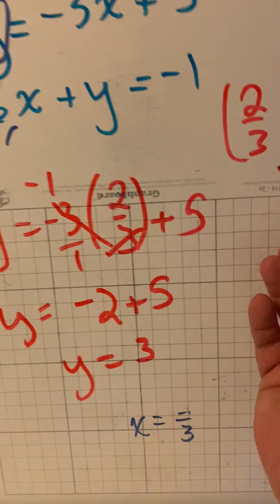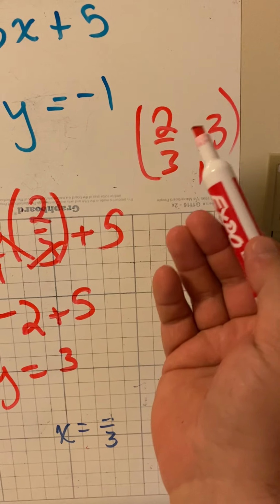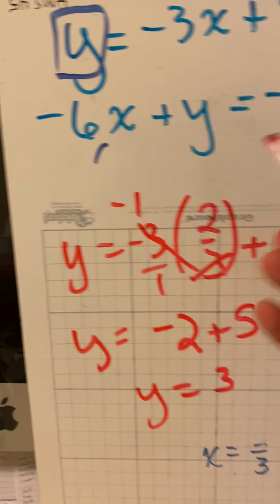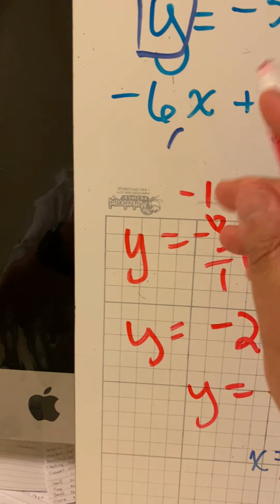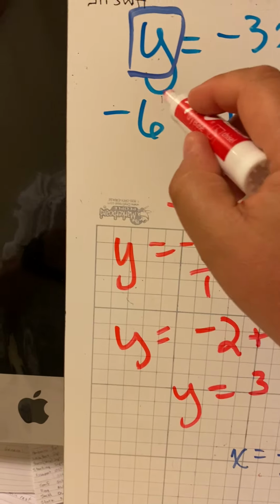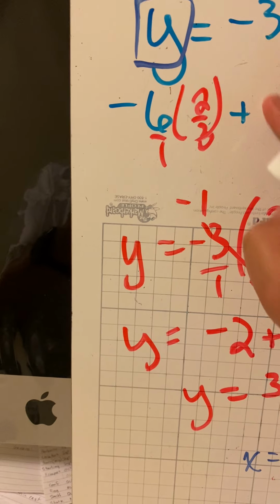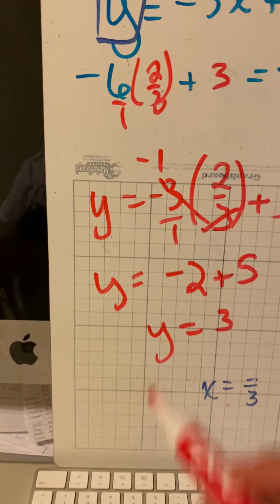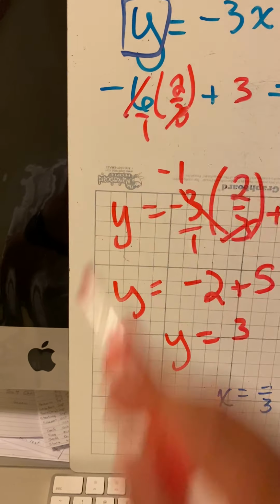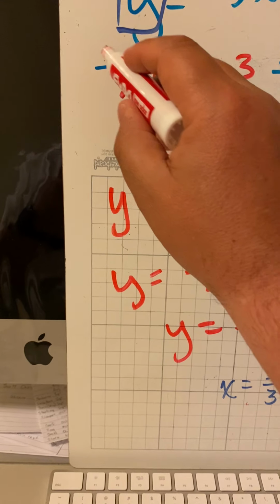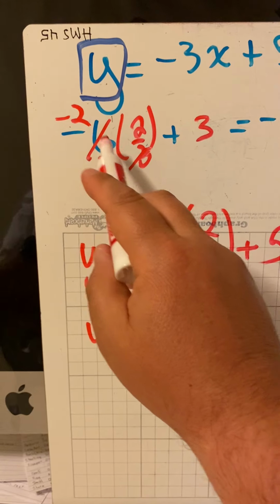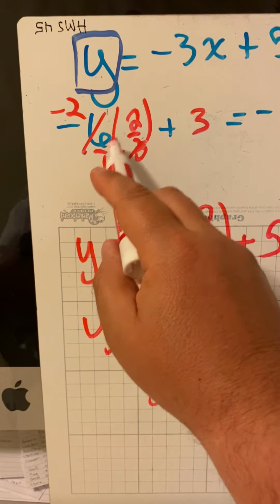Now we have to take our answer and substitute the x in for the x here, the y in for the y here. So instead of an x, it's 2/3. And instead of a y, it's a 3. 3 goes into 6. How many times? 2 times. So this is actually a negative 2. Negative 2 times 2 is negative 4, plus our substituted 3. Does that equal negative 1? All day, all day and twice on Sunday.